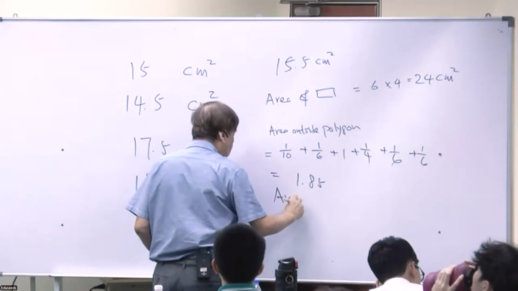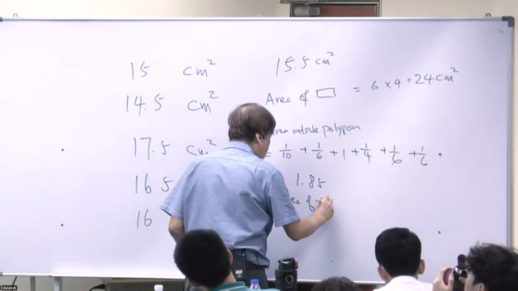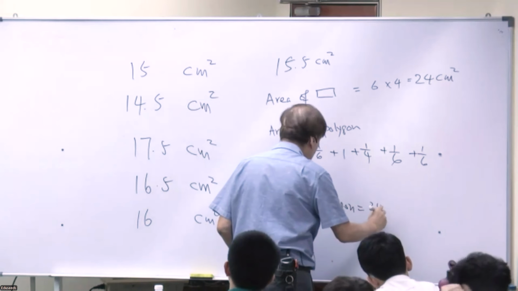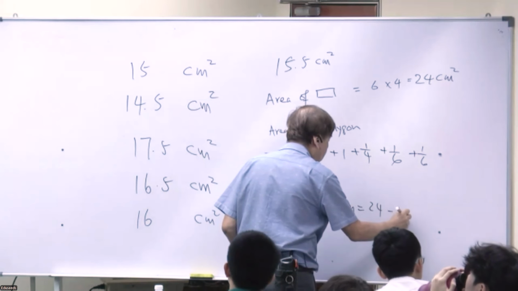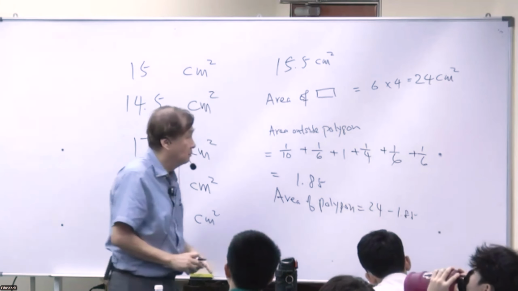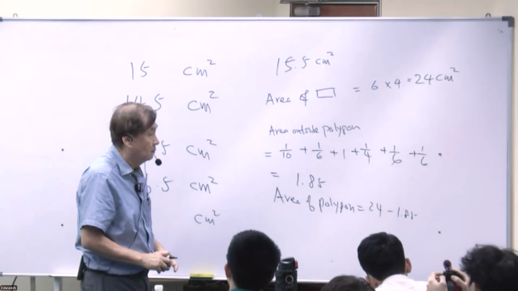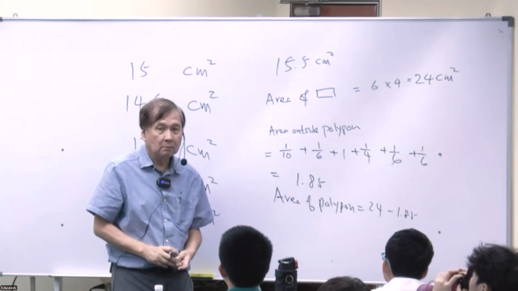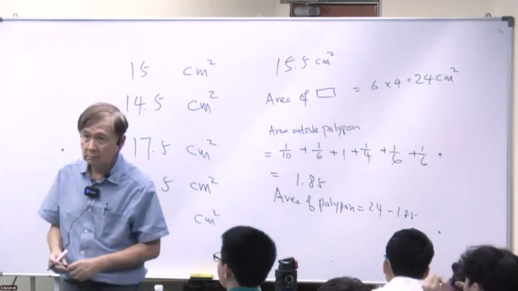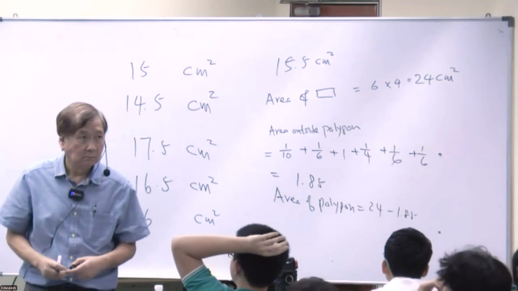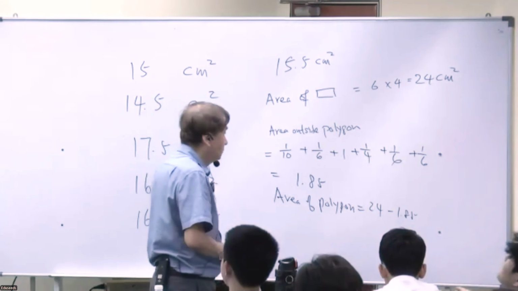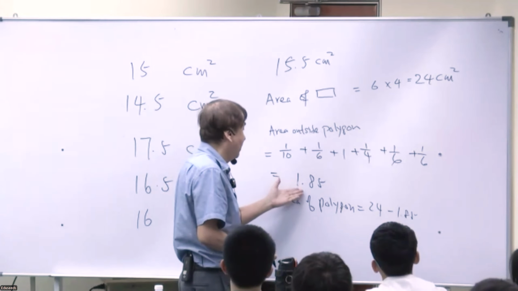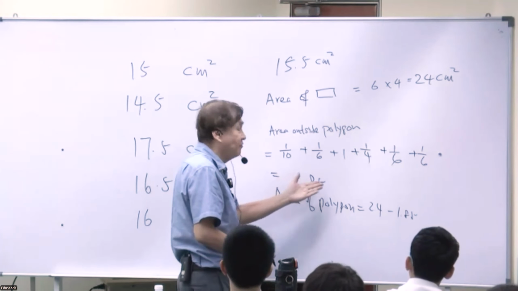So therefore, now I can find the area of the polygon. It must be equal to 24 minus 1.85. Am I right to say that? So that's the answer. You see, is this correct in the first place? I want to know. That's why I keep asking, is this correct? Is it 1.85 or 18.5? You tell me.